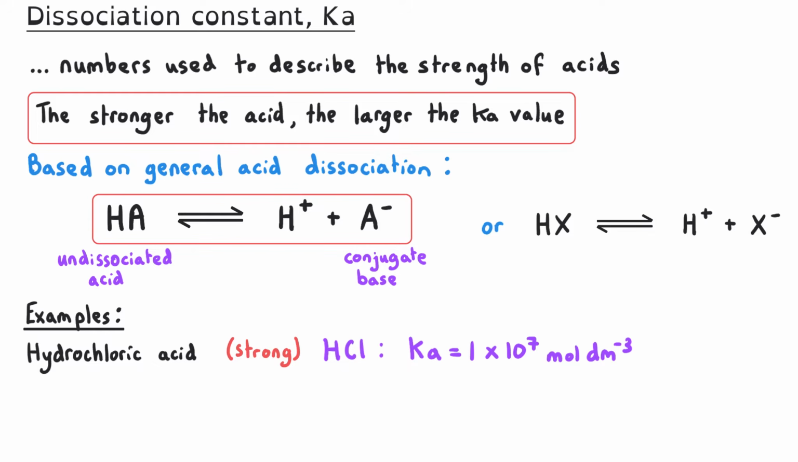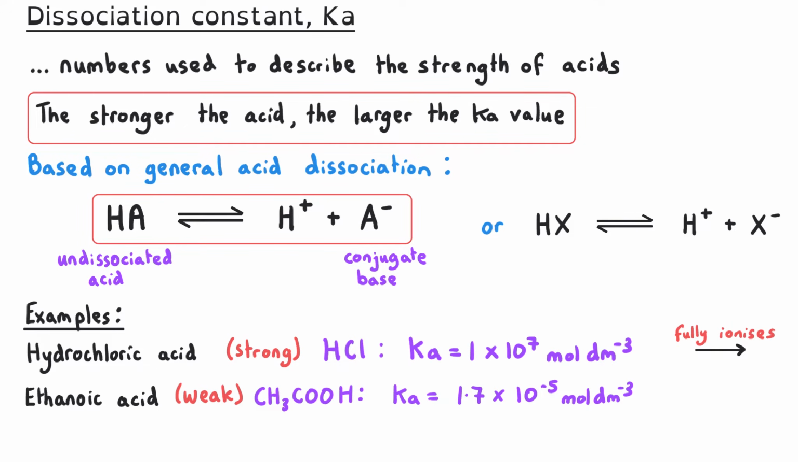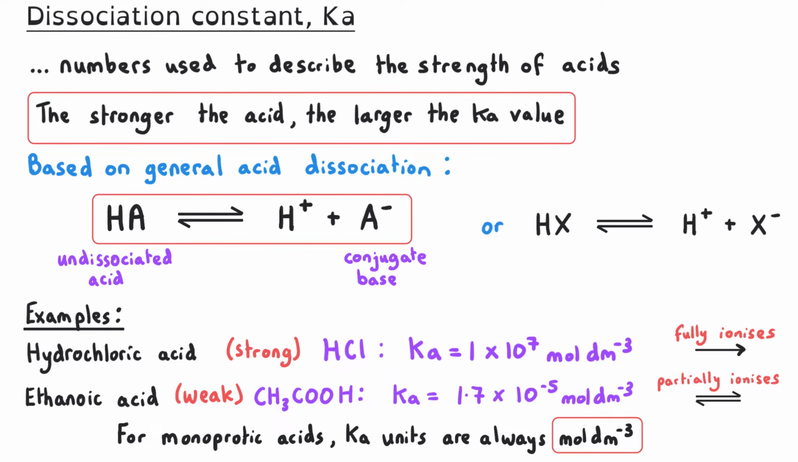per dm³. And since hydrochloric acid is a strong acid, we would expect a big number here. And for ethanoic acid, which we know is a weak acid, the Ka value is much smaller, at 1.7 × 10⁻⁵ moles per dm³. And in general, for a monoprotic acid, the units for Ka are always going to be moles per dm³.